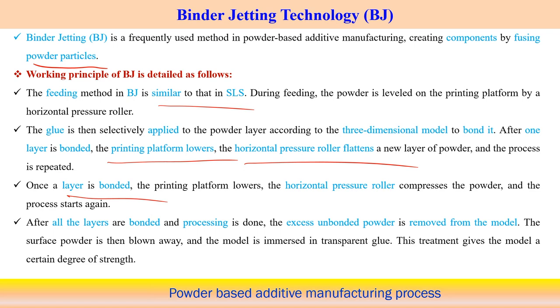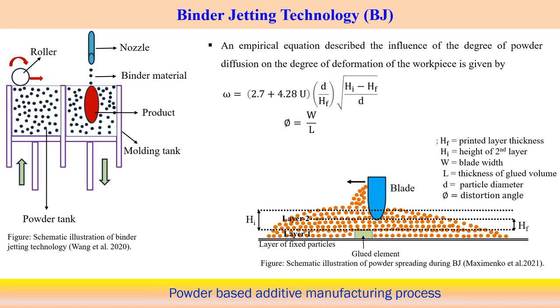So in this case, after all the layers are bonded and processing is done, the excess unbonded powder is removed and we can reuse it also. But during this process the excess unbonded powder acts as a support structure for the component. Here you see a roller, a nozzle, and binder material, and because the binder material is the glue here, it is called binder jetting technology. We fill one layer, and the binder material is ejected there and bonds along the path we design, which is designed based on the geometric size of the component. So instead of melting or sintering, we simply use a binder element to bind the powder particles.